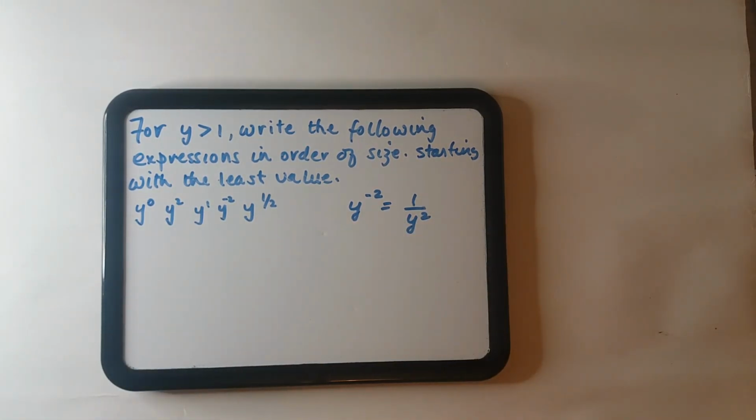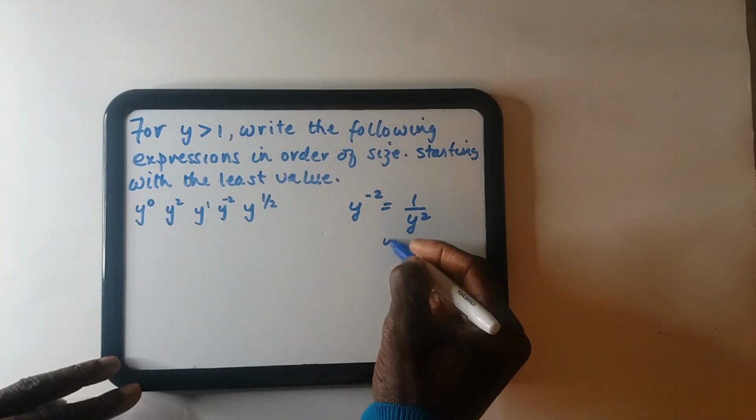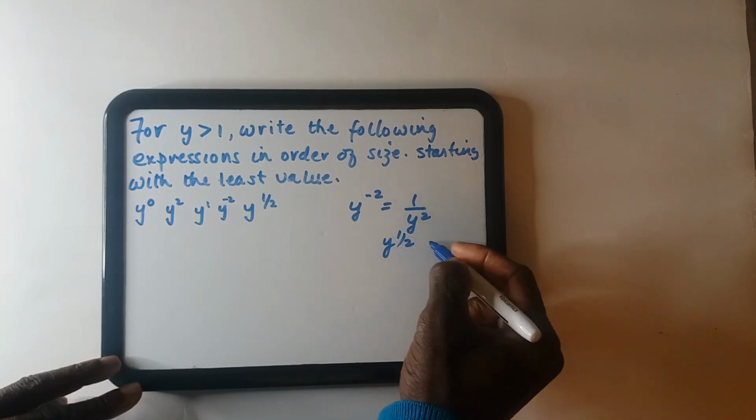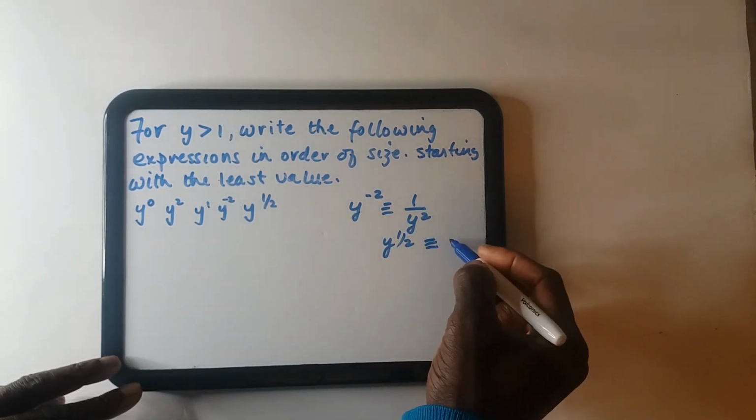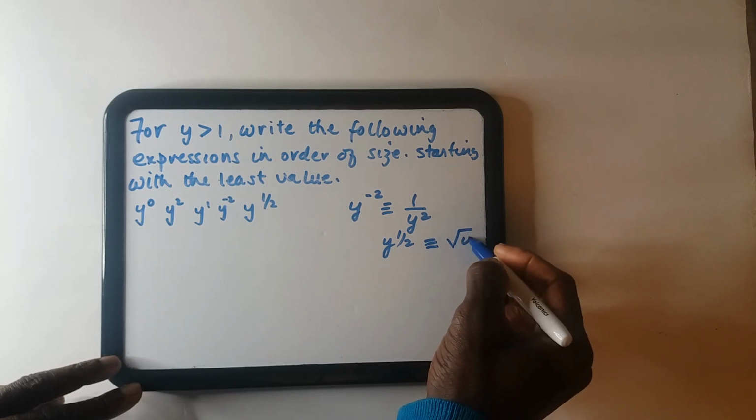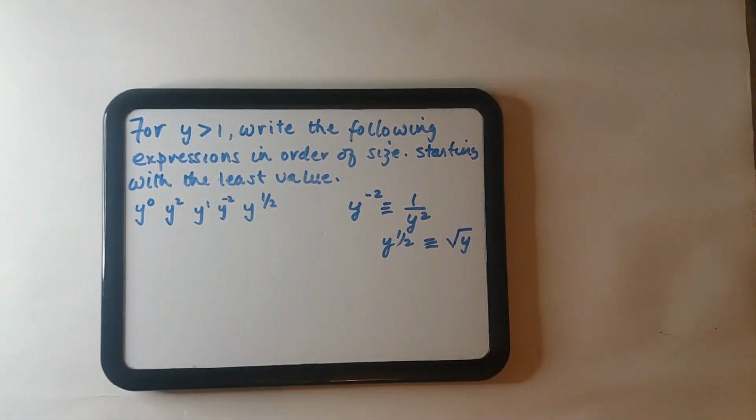And lastly, y raised to the half power, which is the square root. So y raised to the half power is the square root of y. So we need to order these starting with the least value.